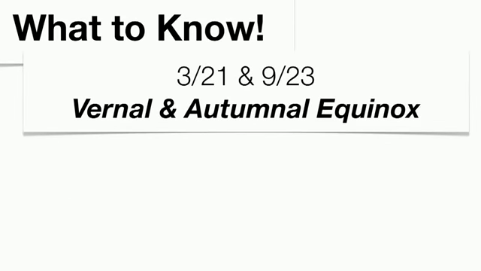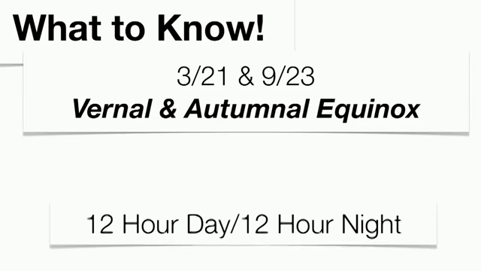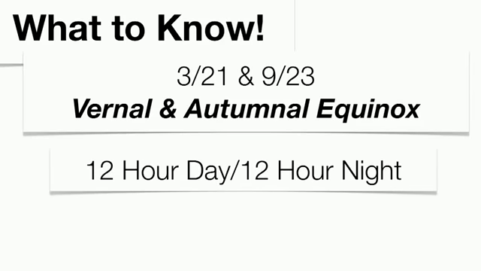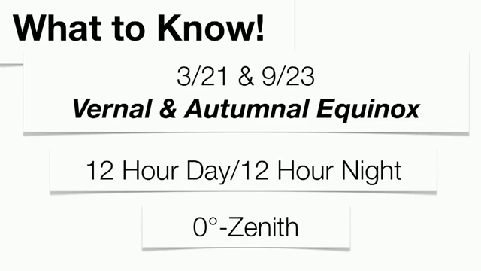Here's what you need to know about the equinoxes. The vernal equinox, which is the springtime, and the autumnal equinox, which is the fall time. Really easy. The entire planet from North Pole to South Pole gets 12 hours of daylight and 12 hours of nighttime. And the latitude that gets the most direct sun on this day is going to be the equator. The equator is going to have the sun at the zenith on those 2 dates.